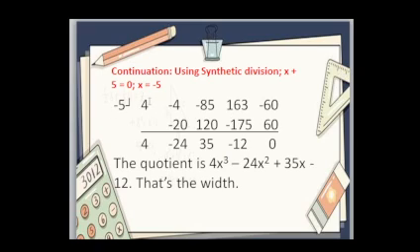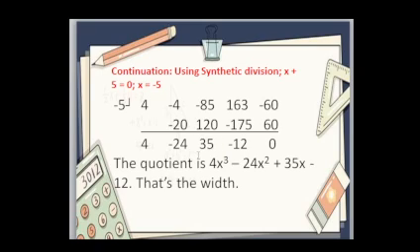Bring down the first term 4. Then multiply this to the divisor. So 4 times negative 5 is negative 20. You have to put the product at the second column. And then you add negative 4 plus negative 20 is negative 24. And then you multiply it with negative 5 because you will repeat the process of multiplying and adding. Negative 24 times negative 5 is positive 120. And you add negative 85 plus 120 is positive 35.